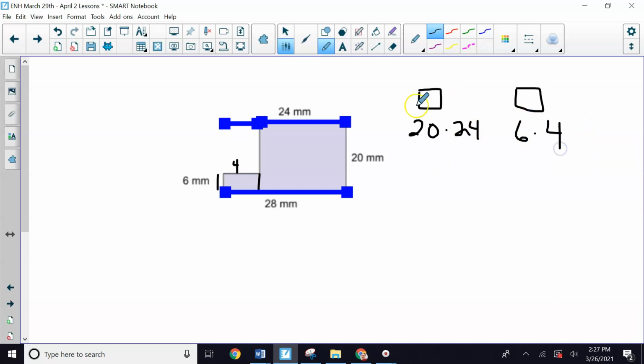Okay, so we've written all the numbers down. We can find the area of this, calculate that. We can find the area of this, and then they are placed side by side. So that means we're adding them together. So this is the math expression used for this problem, and that's how you find that missing side length.